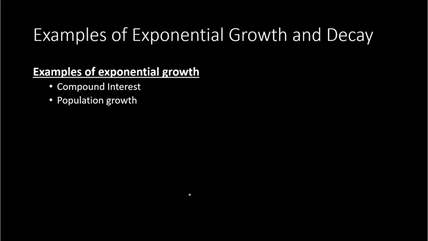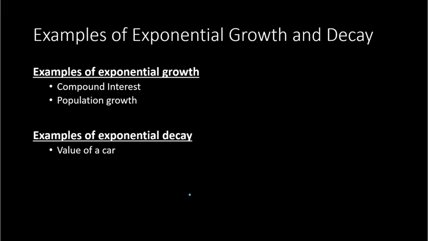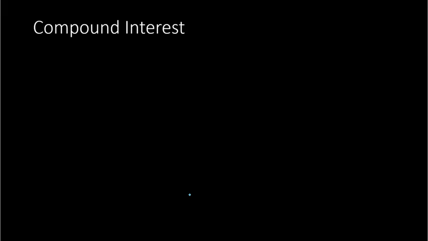Now, exponential decay, you have examples such as the value of a car, because it decreases over time, or in science, we have the half-life of radioactive substances. So each of these would be exponential growth or decay, meaning getting smaller. So we're going to look through each of these different examples in this lesson, beginning with compound interest.